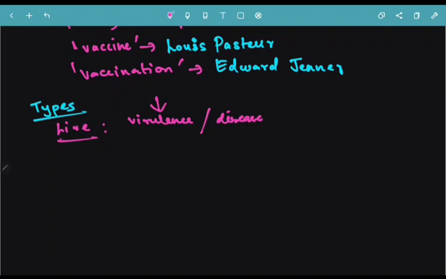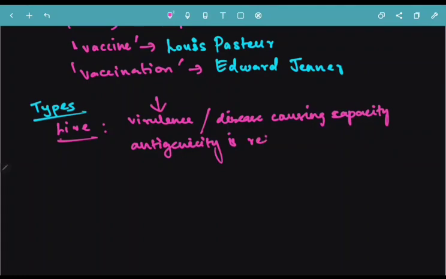So virulence is decreased or the disease causing capacity is decreased, but the antigenicity is going to be retained. So that is live vaccines. The rule of live vaccine is that the virulence or the disease causing capacity is decreased, but the antigenicity itself is retained.